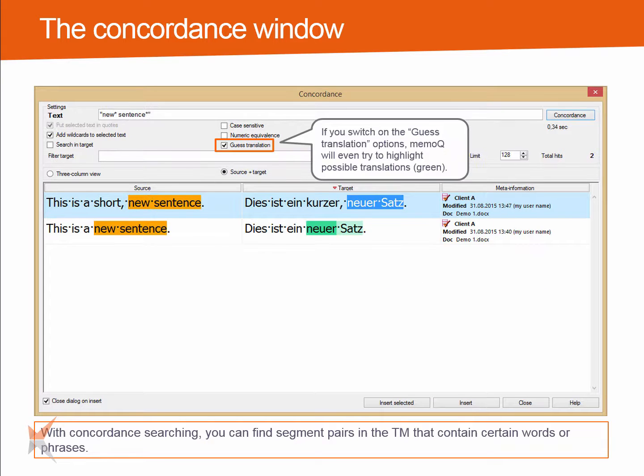You can also try out the Guess Translation option, which will try to find the translation for the source fragment and highlight it with green. The darker the green, the surer memoQ is about the translation.